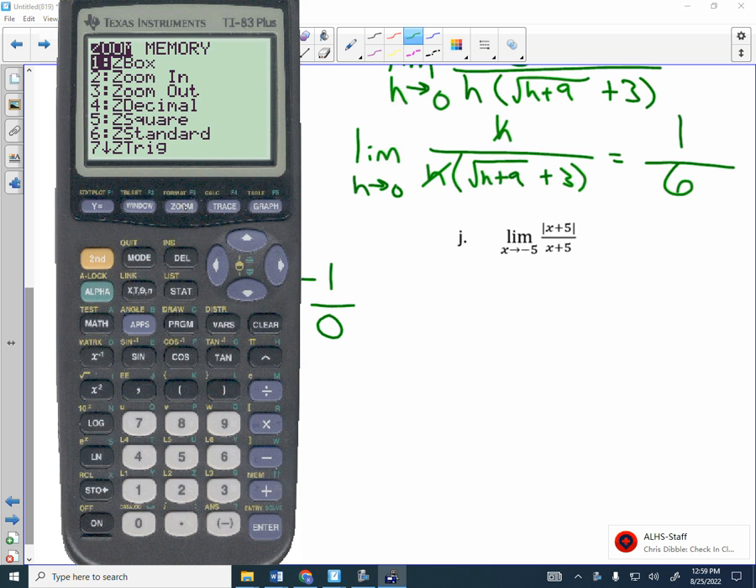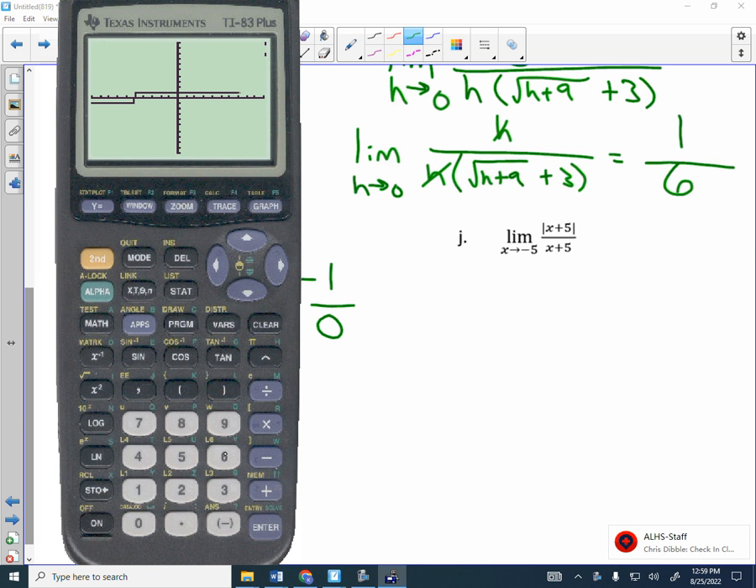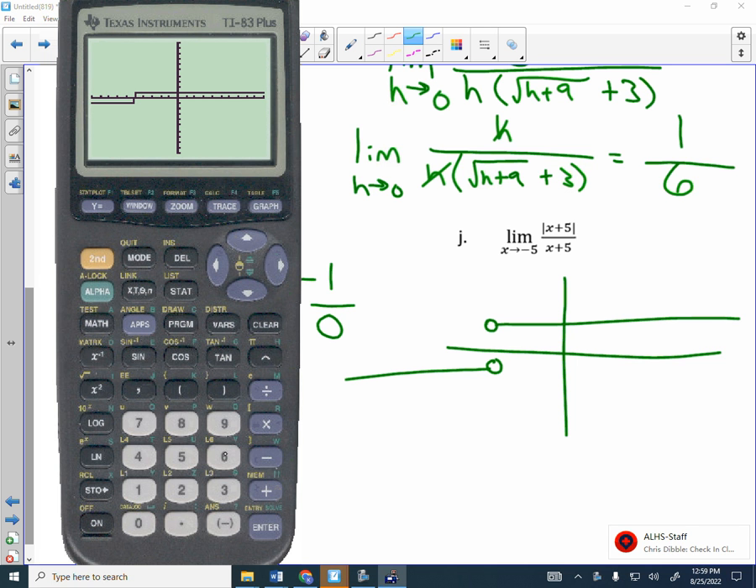Now I'm going to zoom standard and look at the graph that I get. This is kind of interesting. As I approach negative 5 from the left, what's the height? Negative 1. As I approach negative 5 from the right, what's the height? 1. So it's negative 1 from the left, positive 1 from the right, so the limit does not exist. As you look at this graphical representation, it's a height of 1 there, a height of negative 1 there. As we approach negative 5, they are different, so therefore the limit does not exist.